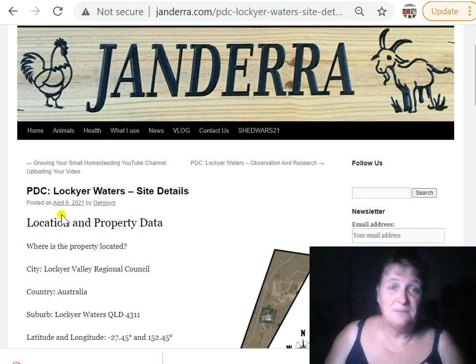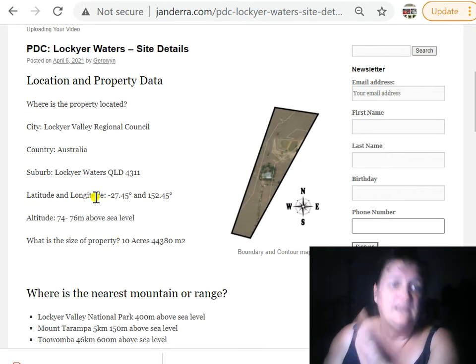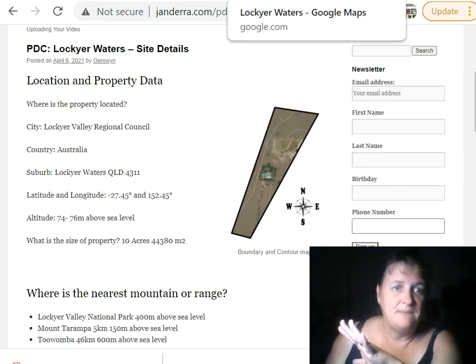So my property is located in Lockyer Waters. I've actually got this information on my website as well. I'll leave the link in the description. So in Lockyer Valley in Queensland. So I'll show you that on the map.